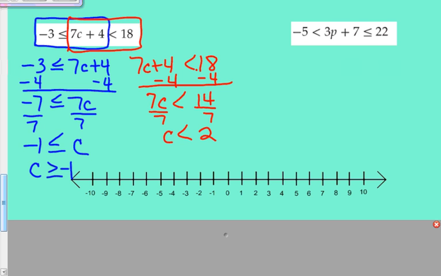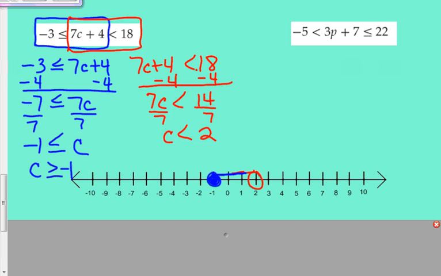Now when we go to graph these, we're going to find our positive 2, put a hollow circle, and we're going to be less than, so we know we're going that way. Then we're going to find our negative 1, which is right here. It's equal to, so you circle, color in the circle, and it's greater than, so we're going that way. As you can see, this is another and, or an intersection.